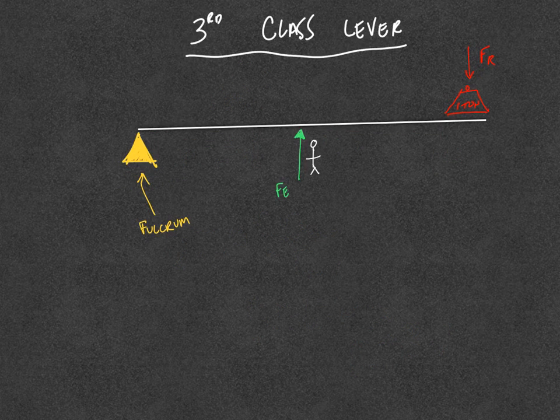The third-class lever is a lot like the first or second-class lever. It looks pretty similar, except in this one, the fulcrum's at one end, the force of resistance is at the other end, and the force of effort is in the middle. Once again, the distances are just measured from the fulcrum to the mass, so our distance of effort is here, and our distance of resistance is here.